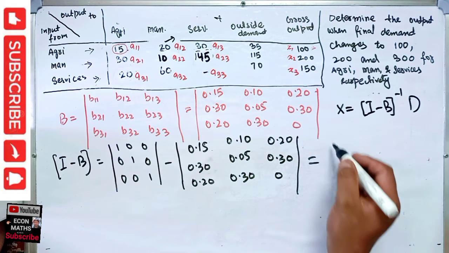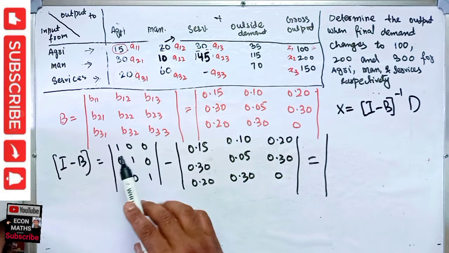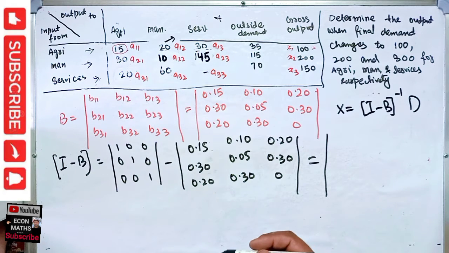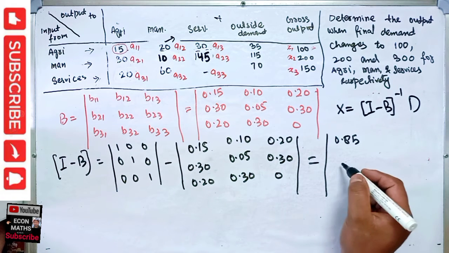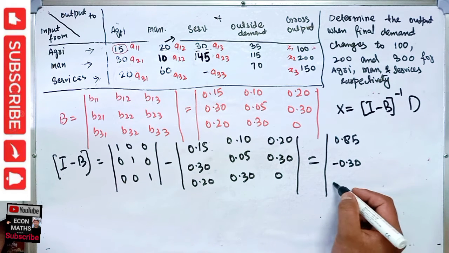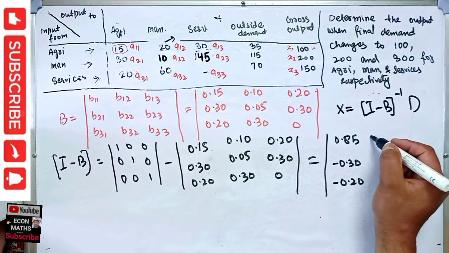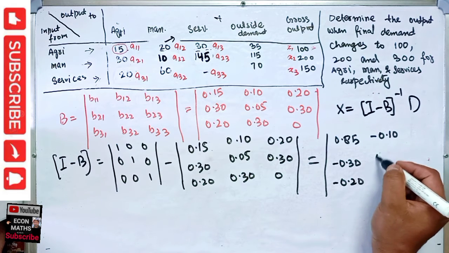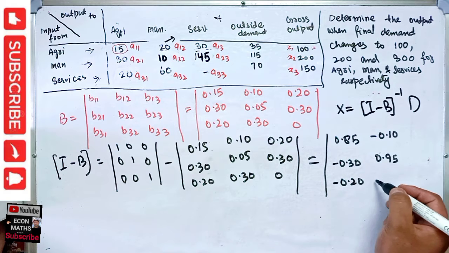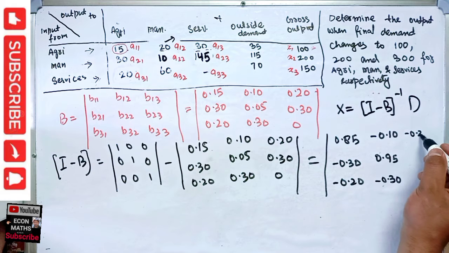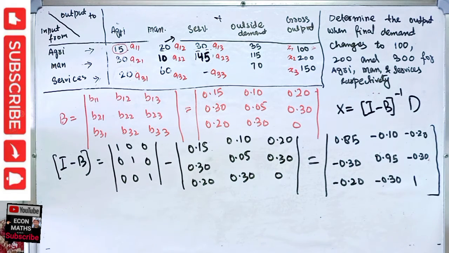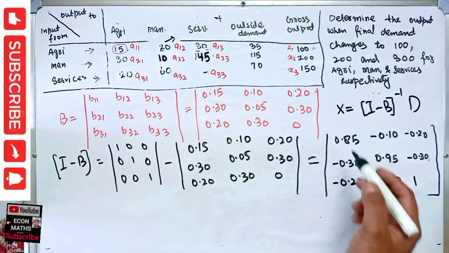So here, when subtracting 1 minus 0.15, we will get 0.85. Here we get minus 0.30. Here we get minus 0.20. Similarly we have minus 0.10, 0.95, minus 0.30. And similarly we have minus 0.20, minus 0.30, and here we have 1. So this is our Leontief input output matrix also.